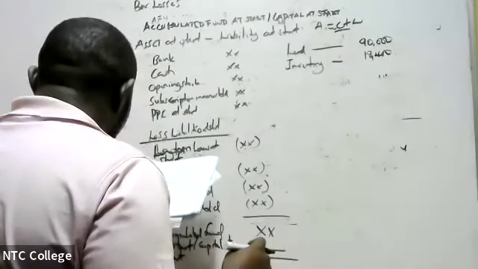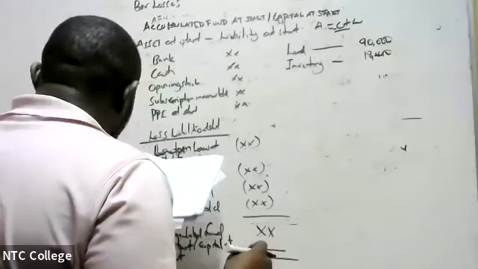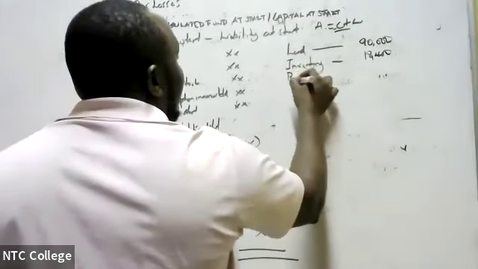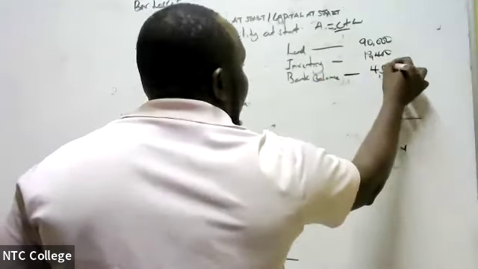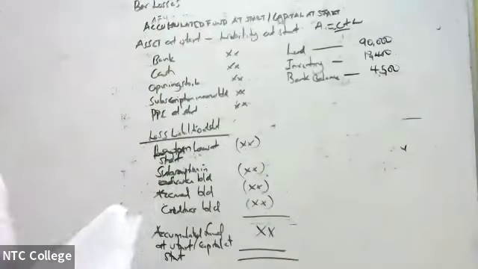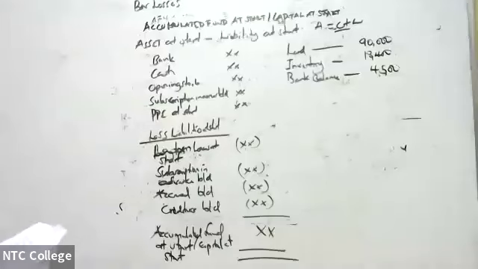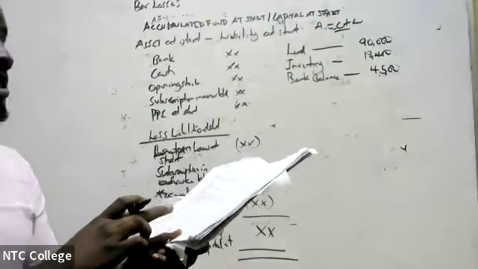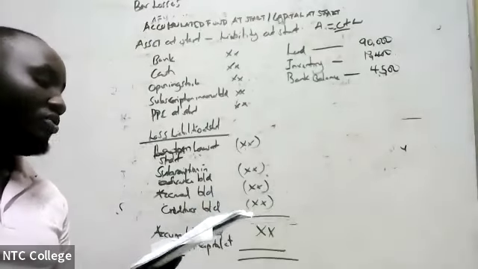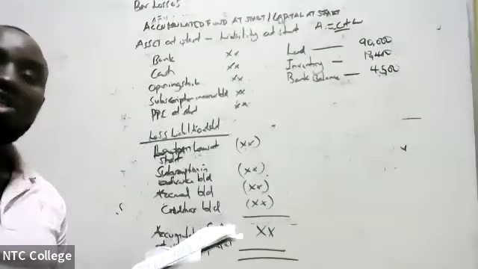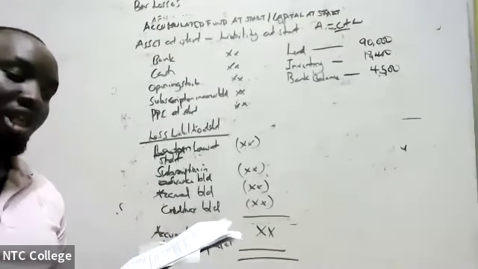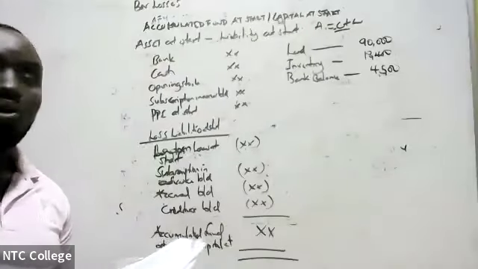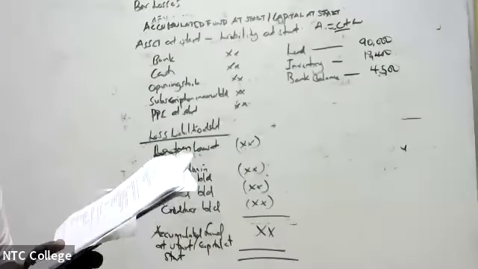Then we have bank balance. Balance was 4,500. You see those figures. Those are assets at the start, and it is this entry: the following balances were extracted from the books of Afya for the year ended 30th June 2020. So starting 1st July 2020 running to 30th June 2021, those are the balances brought down.